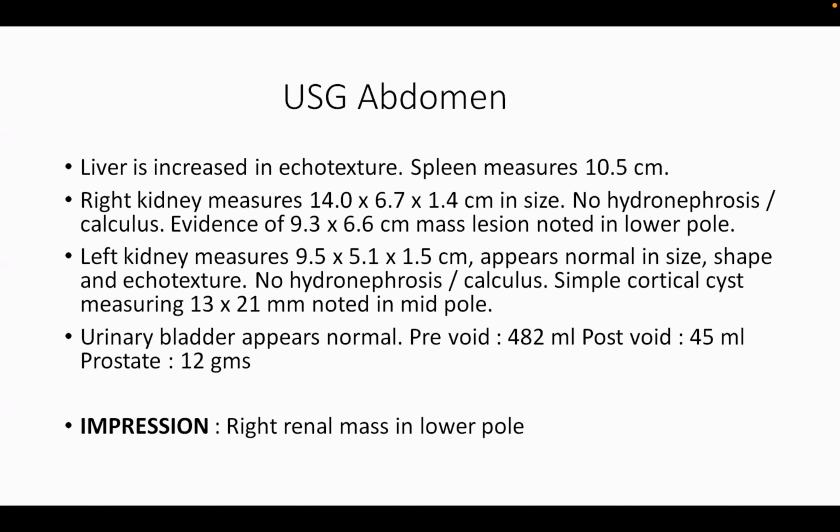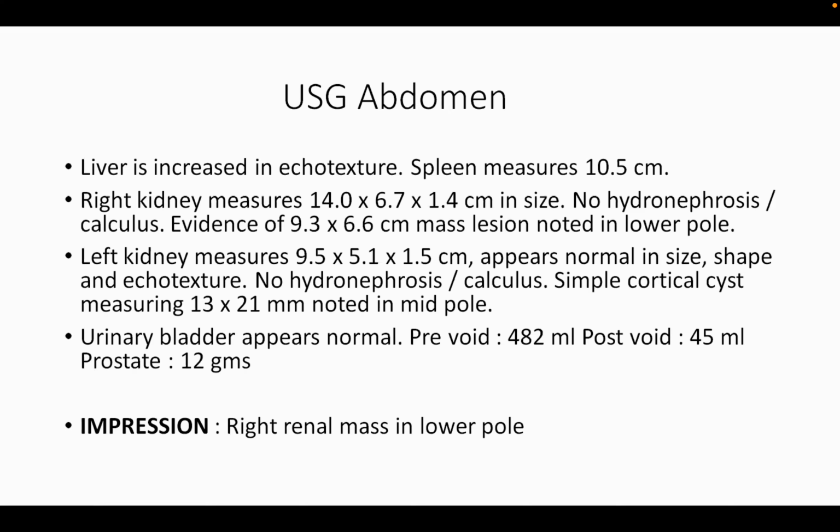So description of the mass on the right kidney can be given as that there is distortion of the renal architecture with protrusion of the mass outside the kidney, so hence likely to be an exophytic mass lesion with mixed echogenicity within the mass. And yeah, you are not able to tell.